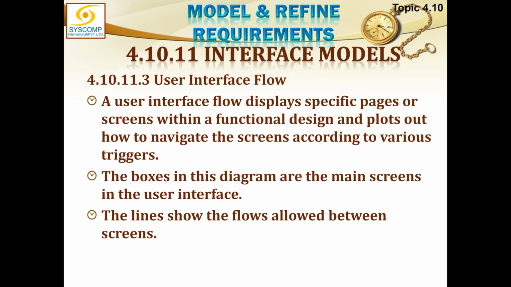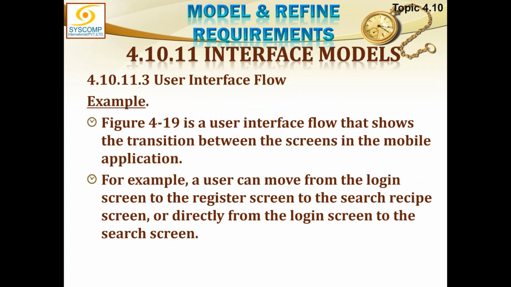Third is the user interface flow. A user interface flow displays specific pages or screens within a functional design and plots out how to navigate the screens according to the various triggers. The boxes in this diagram are main screens in the user interface as it appears on your mobile. The lines show the flow allowed between screens. In the next figure is a user interface flow that shows the transition between the screens in the mobile application.